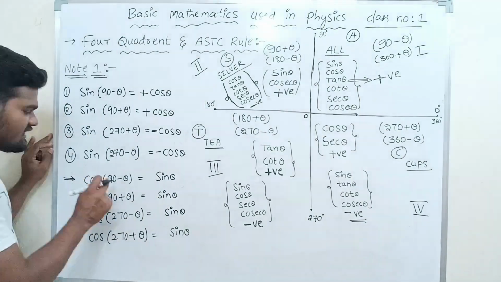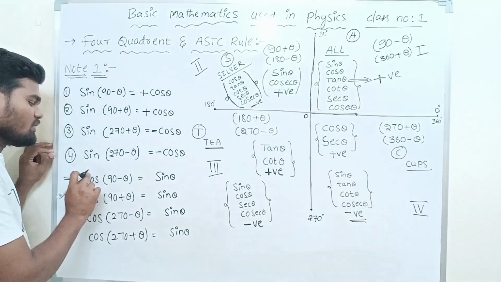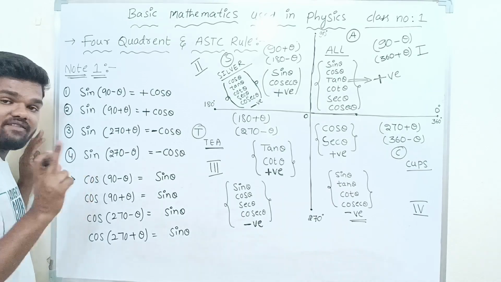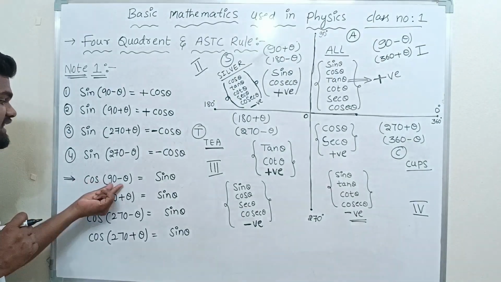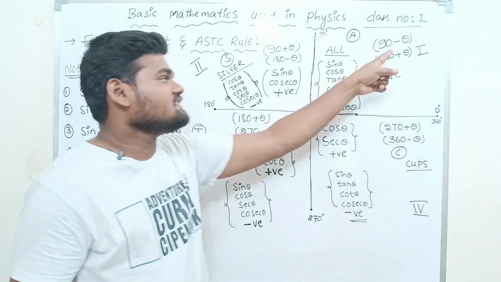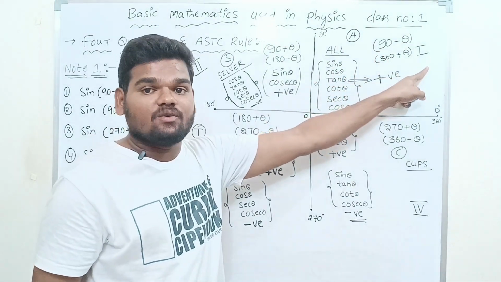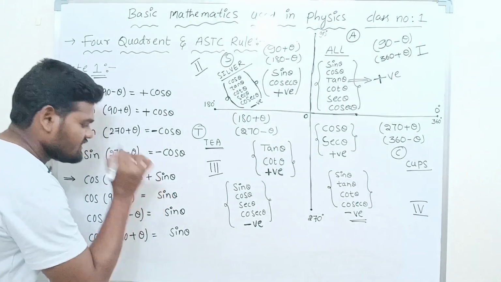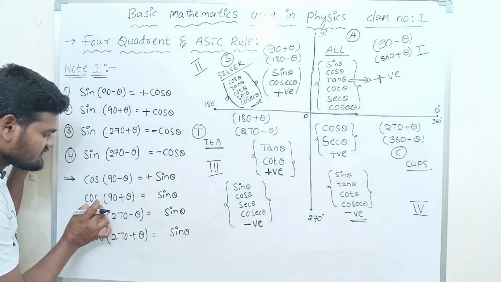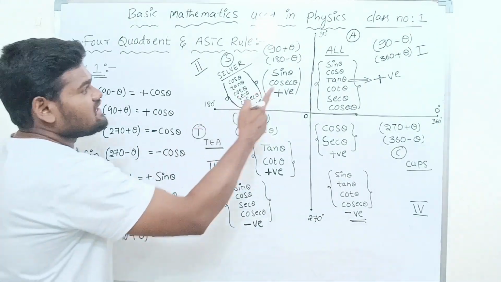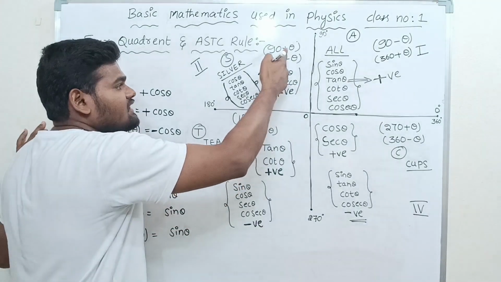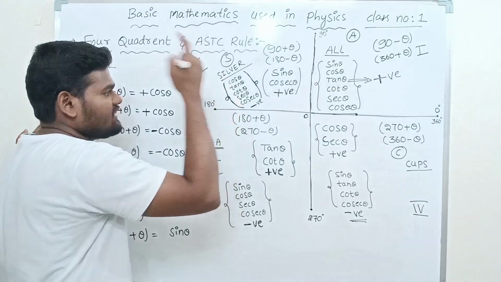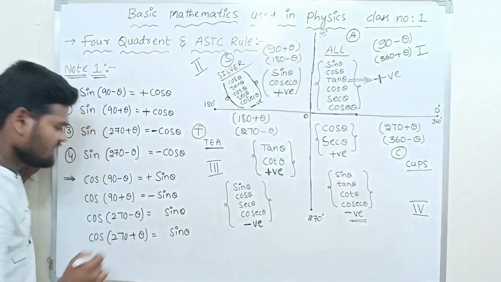Now we have to check whether this angle belongs to its own quadrant or not. Cos 90 minus theta: 90 minus theta is in the first quadrant. In the first quadrant, cos is positive, so the resultant becomes positive. Cos 90 plus theta: 90 plus theta is in the second quadrant. In the second quadrant, cos is negative, so the resultant is negative.